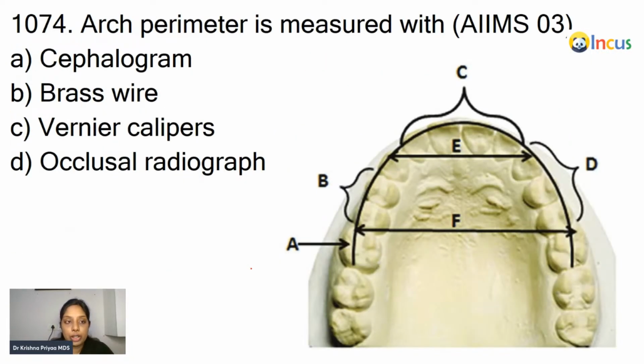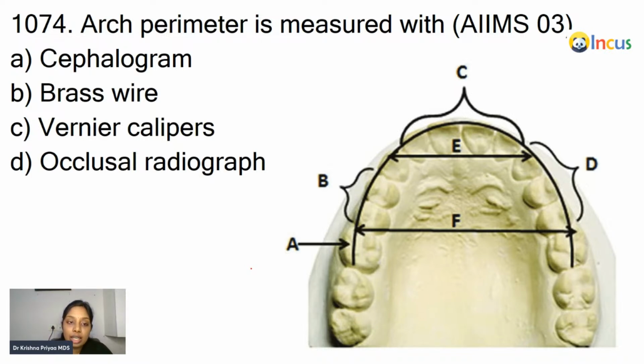Arch perimeter is measured with cephalogram, brass wire, vernier calipers, and occlusal radiograph. In occlusal radiograph, though we keep the beam very close to the patient's mouth for recording the radiograph, still there is a problem of magnification. Cephalogram cannot be used because it is the profile of the patient which is examined and not the occlusal area.